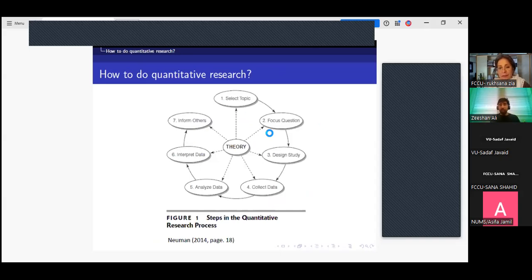So how do we do all these things using a quantitative approach? There are usually at least seven steps that we have to follow. The very first step is to select the topic. After selecting a topic, we narrow it down to specific research questions or a hypothesis. Then we design our study. After designing the study, we collect the data using different methods, which could be questionnaires, experiments or surveys. Then after collecting the data, we analyze, interpret, and disseminate our findings. I would like to explain all these steps in a little more depth.